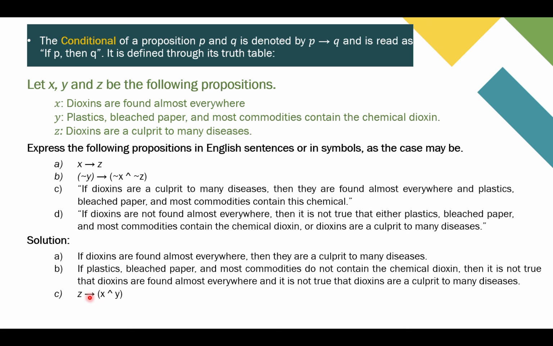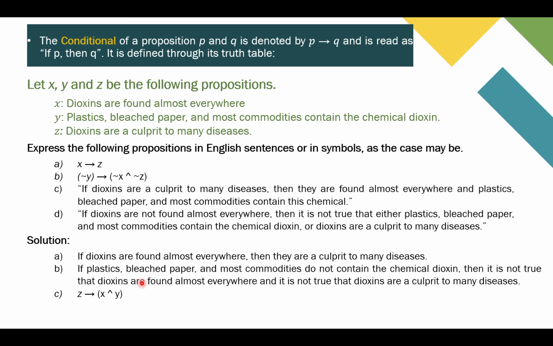If dioxins are a culprit to many diseases, comma, then they are found almost everywhere, and plastics, bleach, paper, and most commodities contain these chemicals. So don't forget to insert the parenthesis, because it contains two single components, class, since we have a conjunction operator, or the logical operator and.